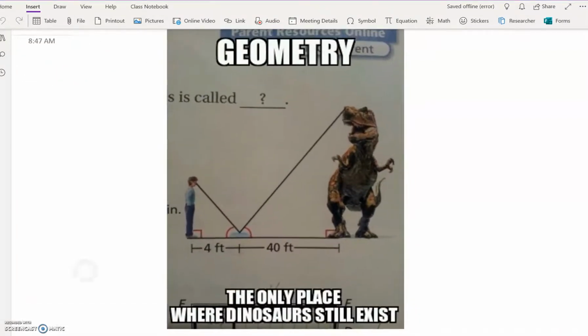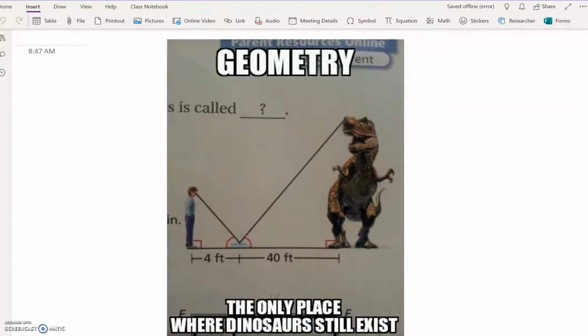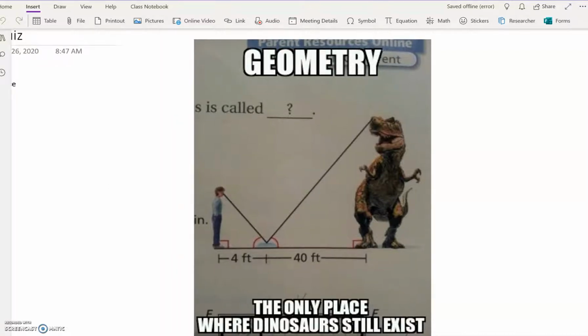So today's math meme of the day is geometry, the only place where dinosaurs still exist, as you try and figure out how tall the dinosaur is based on you knowing your height. Clearly got cut off here a little bit.